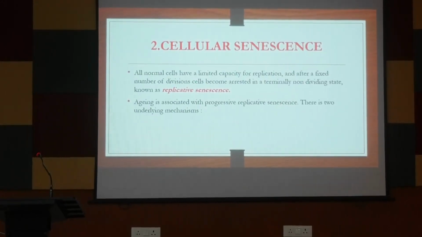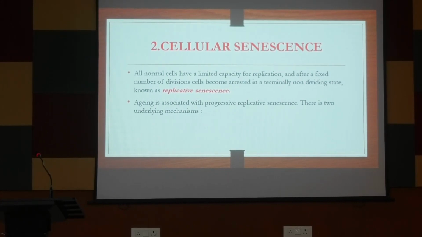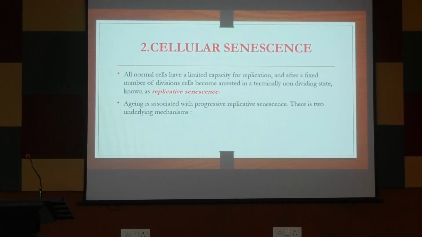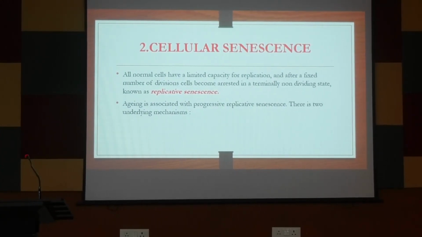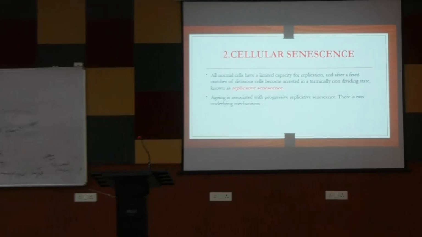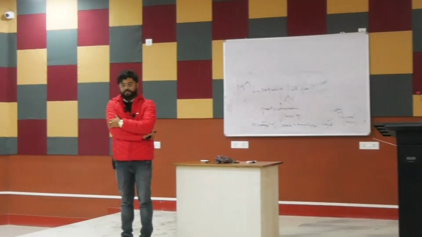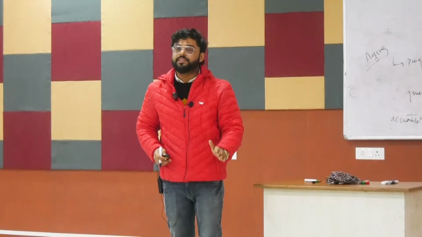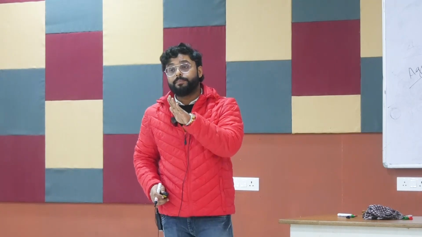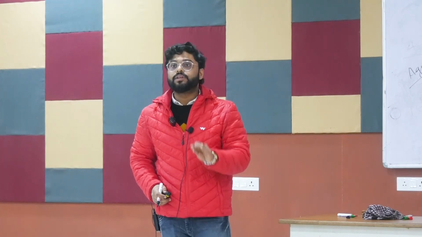Okay. First, among the mechanisms, we studied DNA damage, understood? Second is cellular senescence. What is cellular senescence? Understand simply: each and every cell has a particular limited capacity of division. After that capacity is over, the cell is not going to divide anymore, and the cell will go into a stationary or permanent phase. This is known as cellular senescence.